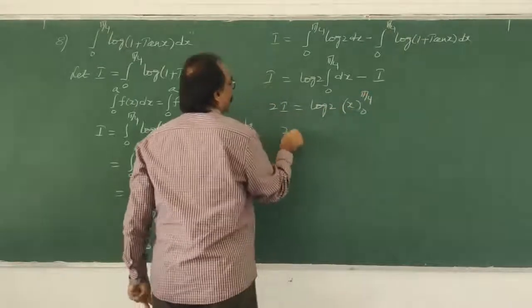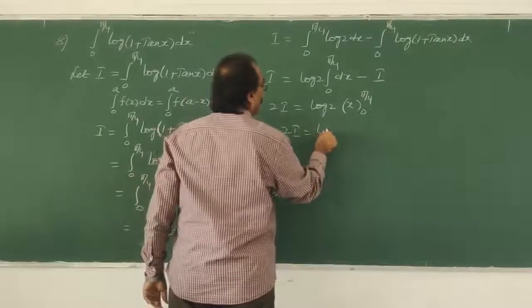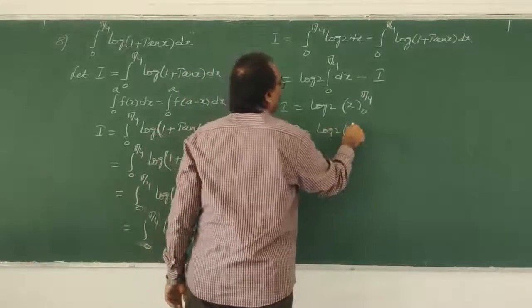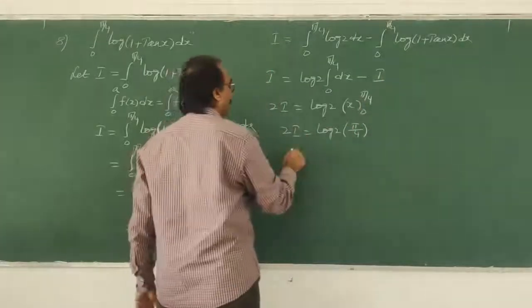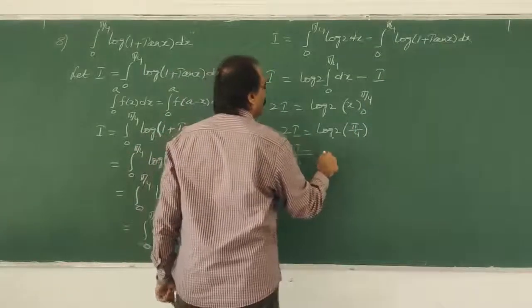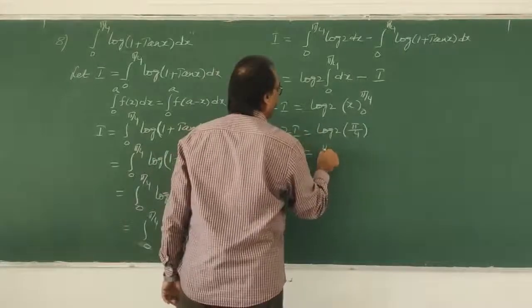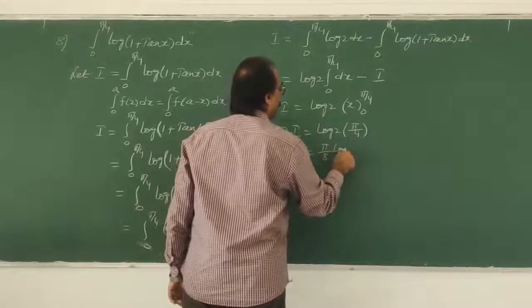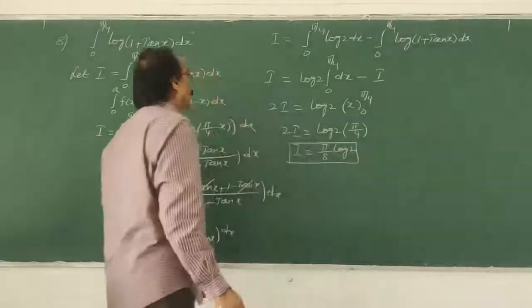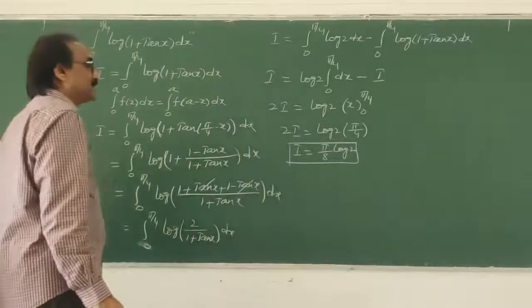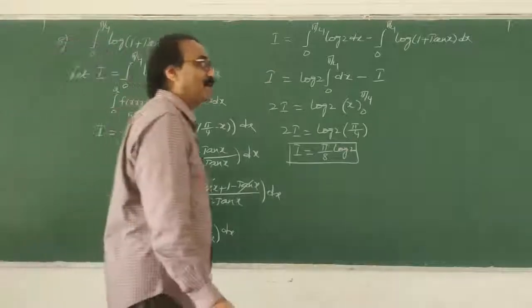So 2I is equal to log 2 into pi by 4 minus 0, upper limit minus lower limit. So I is equal to pi by 8 log 2. In entrance level exams, remember this problem: the integral from 0 to pi by 4 of log of 1 plus tan x dx is pi by 8 log 2. This is a memory based problem that will come.